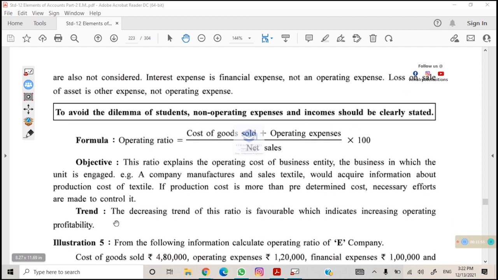Now the trend. The decreasing trend of this ratio is favorable. Means lower the ratio, better is the profitability, and higher the ratio means less profitability. This is reverse, decreasing, because it represents operating cost in the form of percentage of total sales. So if operating cost is higher, your profitability will be lower, and if operating cost is lower, your profitability will be higher.